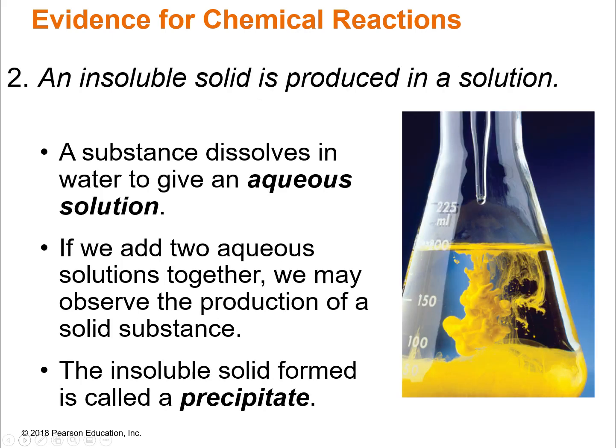Another piece of evidence you can use to know that a chemical reaction is occurring is that you produce an insoluble solid. So you mix 2 substances that are aqueous solutions, which just means that you have 2 substances that are both dissolved in water. You mix them together, and then all of a sudden you see a solid form. So this yellow stuff here, that's called a precipitate. It's an insoluble solid. You will need to know that word, along with aqueous solution. So underline those. Make sure you know these words.